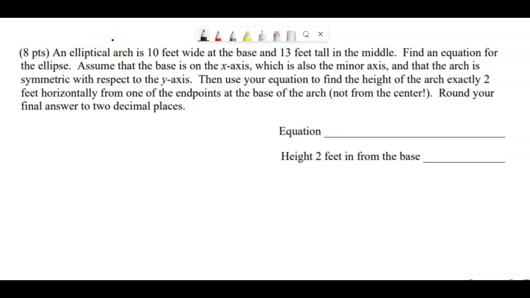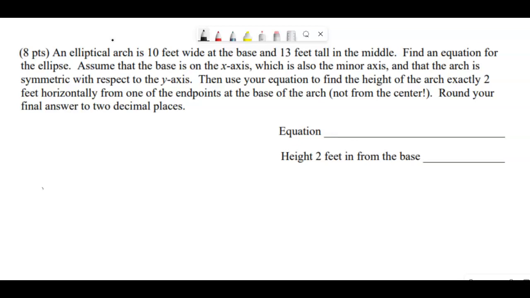An elliptical arch is 10 feet wide at the base and 13 feet tall in the middle. Find an equation for the ellipse. Then use your equation to find the height of the arch exactly 2 feet horizontally from one of the endpoints at the base of the arch, not from the center.